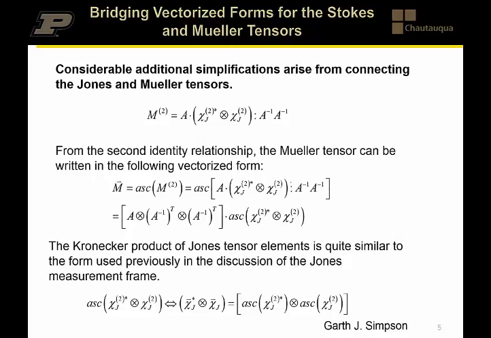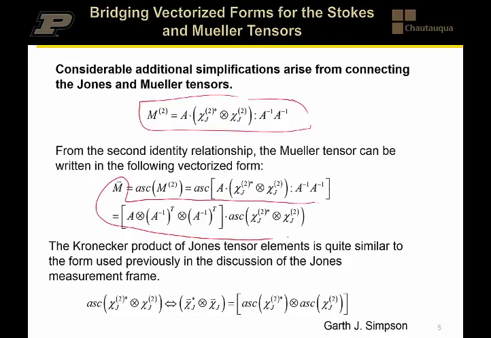If we want to connect the Mueller tensor and Jones tensors, then the vectorization is also a very convenient way to do so. This is the relationship we have established previously connecting the Mueller and Jones tensors. In vectorized form, we can rewrite that as this relationship. The ascending vectorized form for the Mueller tensor is related to this Kronecker product of A terms and the ascending vectorization of the Kronecker product of Jones tensors.